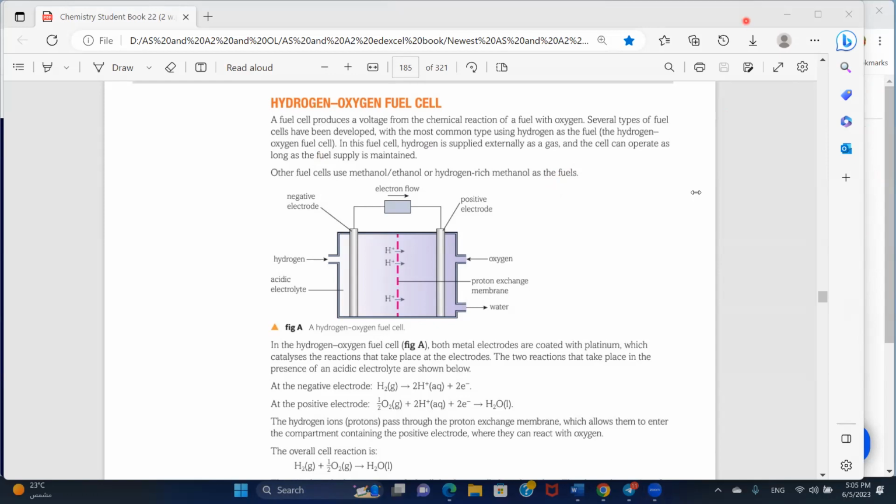Okay. So as I said, many exams have this question about the hydrogen-oxygen fuel cell. And as I told you, there are two types: acidic hydrogen-oxygen fuel cells and alkaline hydrogen-oxygen fuel cells. Now, for the acidic hydrogen-oxygen fuel cells, our two fuels are hydrogen and oxygen. And inside here, there is an acidic electrolyte, an acidic solution. It means an acid. And of course, we have here two electrodes.